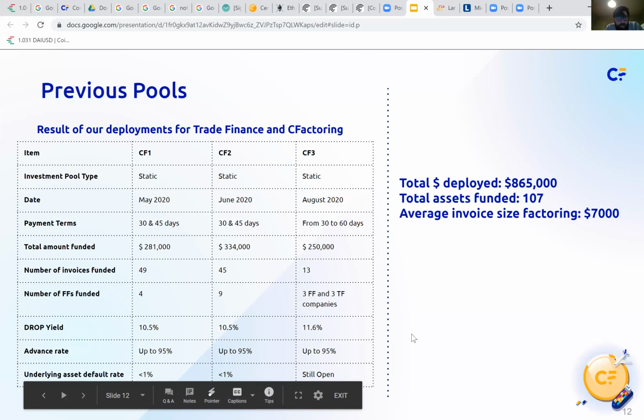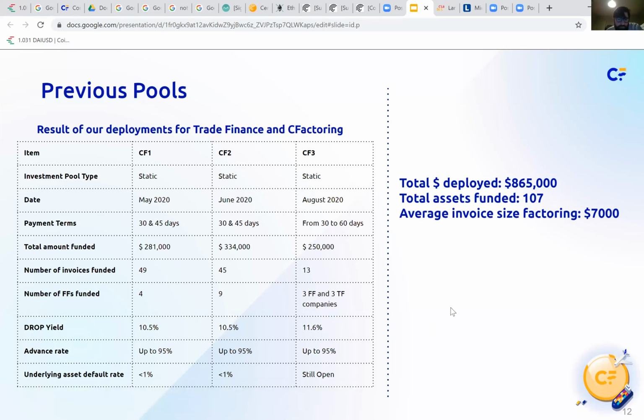Yeah, and you can see over here the drop yield. Why do we have a higher drop yield in CF3? Well, because we were attracting people to invest in trade finance. Now we proved it, which means that we can go back into the norm, a lower yield. And the underlying asset default rate is less than 1%, and CF3 is still open, right?